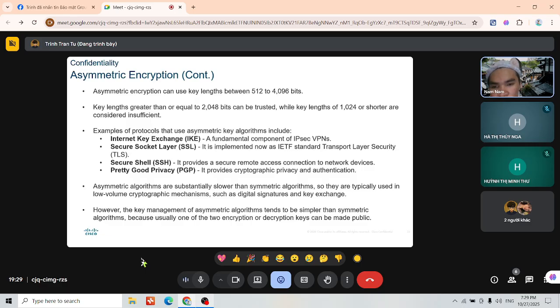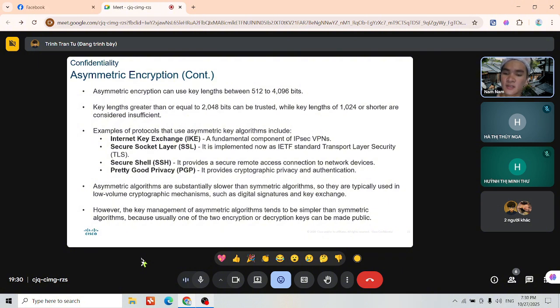Examples of protocols that use asymmetric key algorithms include Internet Key Exchange, a functional component of IPsec. Secure Sockets Layer, SSL, is implemented now as the standard Transport Layer Security, TLS. SSH is used to provide secure remote access connection to network devices. Pretty Good Privacy, PGP, provides cryptographic privacy and authentication.